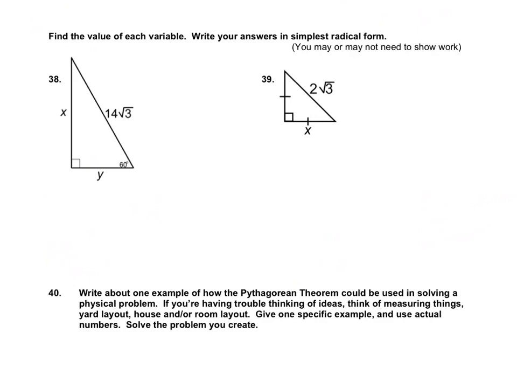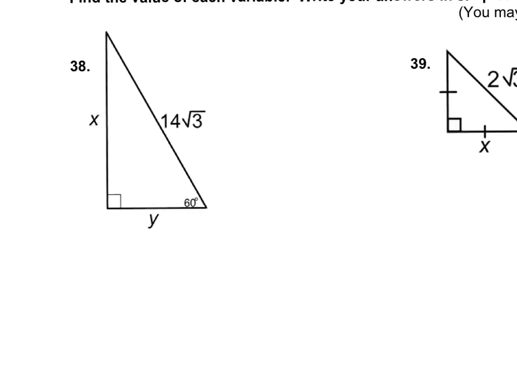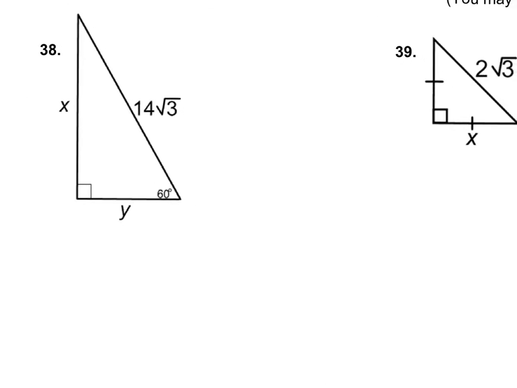Okay, our last two regular problems, same type of thing going on here. Number 38 is a 30, 60, 90 triangle, and I know the hypotenuse, but I don't know the shorter leg or the longer leg. So let's remember, how do you get from short leg to hypotenuse? You times it by 2, so we're going to do the opposite. We're going to divide by 2. And when you divide it by 2, only the 14 and the 2 actually divide, so the short leg, y, is 7 radical 3.